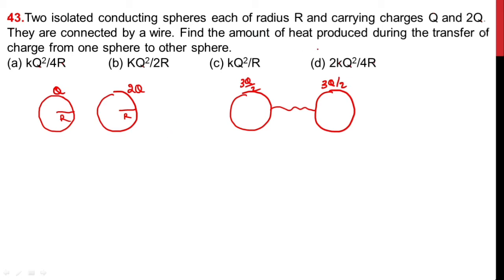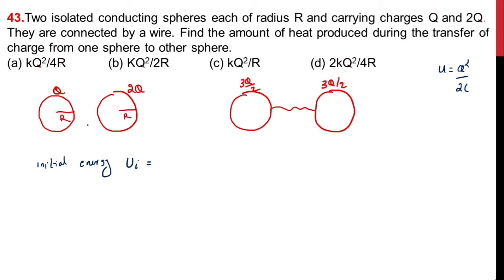Find the amount of heat produced during the transfer of charge from one sphere to the other. So what energy conversion is taking place? While the spheres are sharing their charges, the energy is converted into heat energy. So let's use the energy concept here. First of all, calculate the initial energy, say as U_i. We already know the formula for energy, U equals Q square divided by 2C. That is a formula, right?